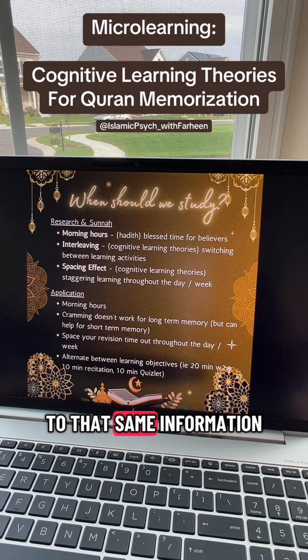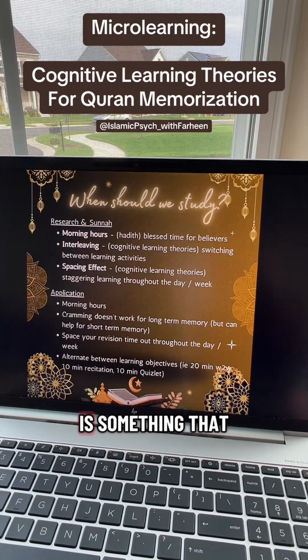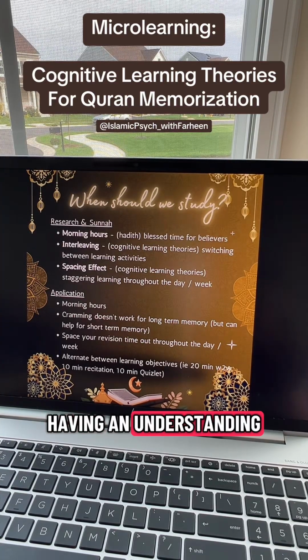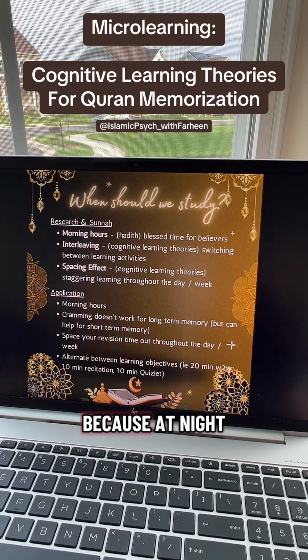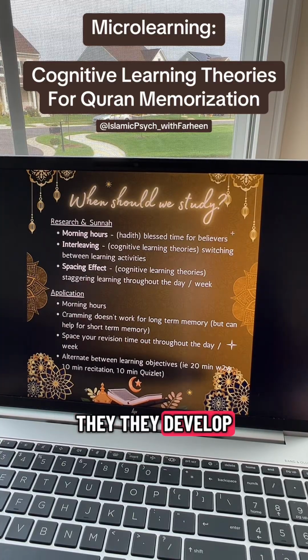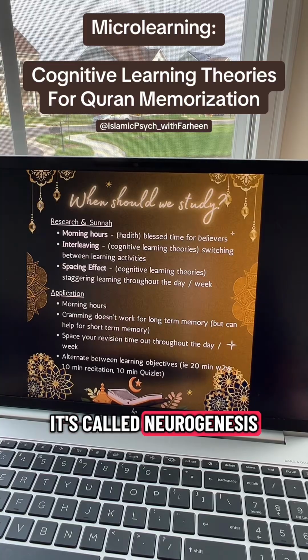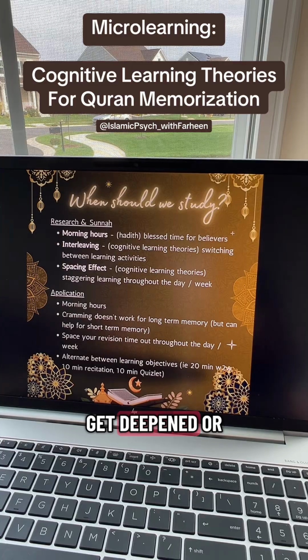You come back to that same information, and that involves having an understanding of how our brain functions neurologically, because at night while we sleep our brains actually develop neurons, it's called neurogenesis, or the connections between our neurons get deepened or they expand. And of course, the more neurons that are interconnected with each other, the deeper your memory is going to be. So it ensures long-term memory as opposed to short-term memory.